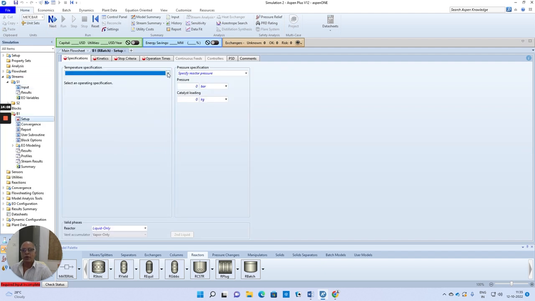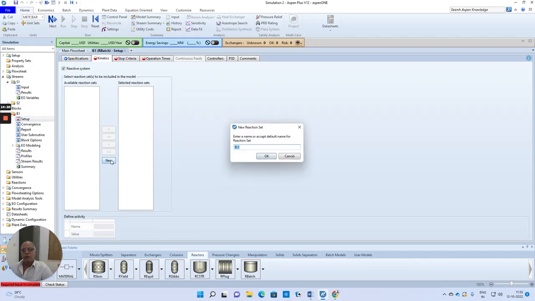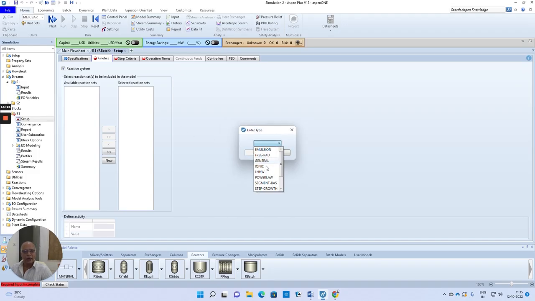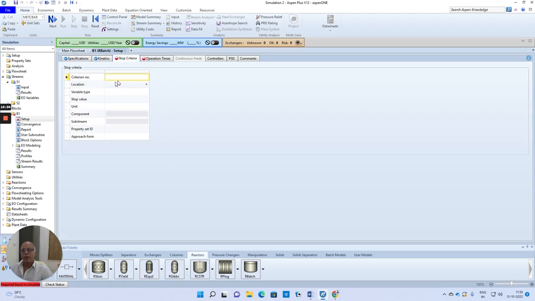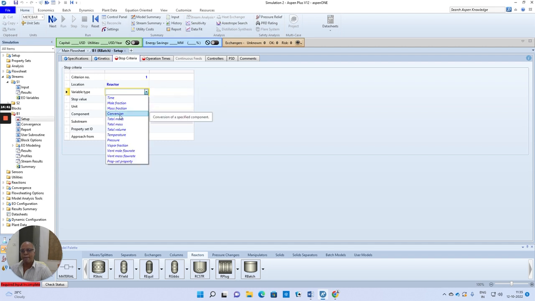Now let us go to the other input. Again, the reactor is operating at a constant temperature of 25 degrees centigrade. There is no pressure drop. It is a liquid phase reaction. So say new R1. I'll select general, or of course you can also select power law model if you are interested, as we are doing with the other examples. Then next, start criteria, again similar to the previous one. So we wanted to achieve a conversion of 90%.